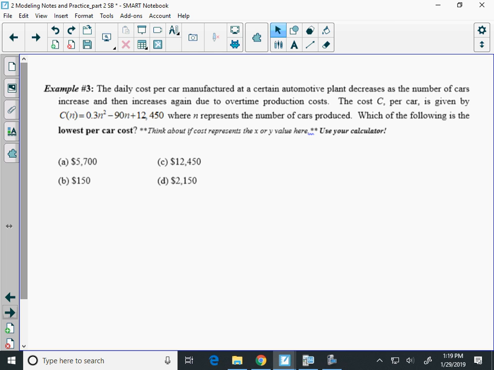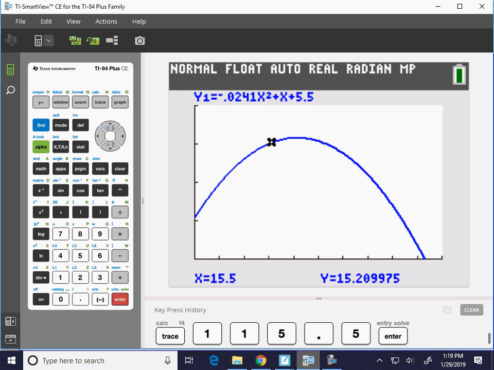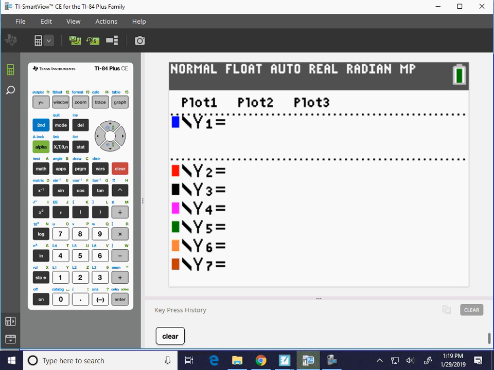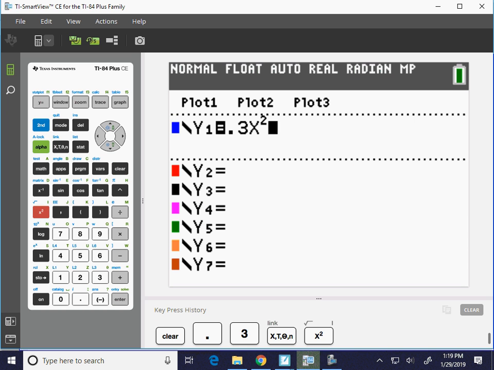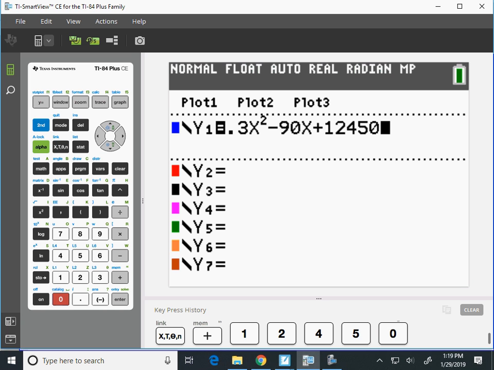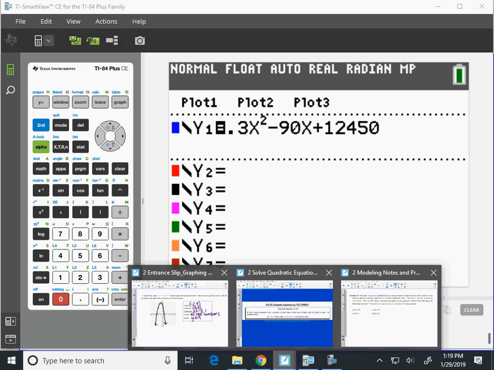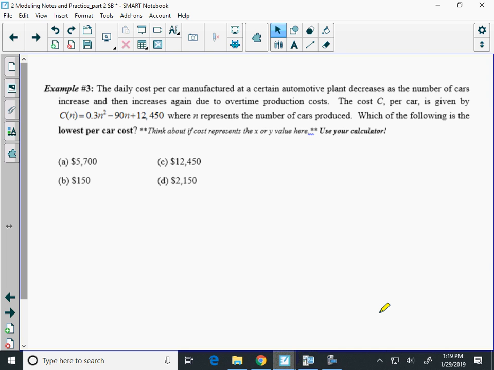Let's type in 0.3, and we'll talk about the scenario after we type it in. But instead of n, you need to use x's. You can't use any letter other than x in your calculator for graphing. So 0.3 minus 90x plus 12,450. Now before we even graph it, let's talk about what the scenario is. This is about the cost of making cars. Okay, producing cars. And we need to figure out which of the following is the lowest cost per car.